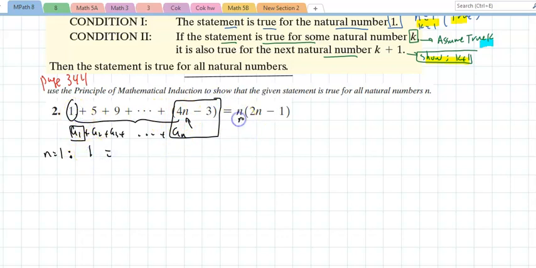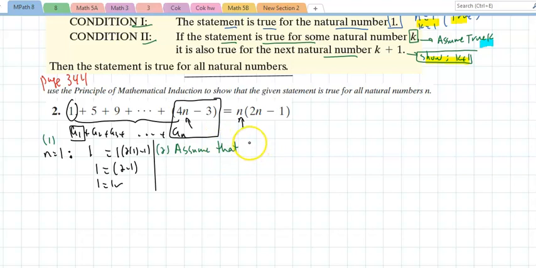The right side, plug 1 in and show this. Don't just write 1 equal 1. It works. Very good. Now what? Now comes the second part. The second part, we make an assumption, 2. So I'm going to number those 1 and 2, corresponding to condition 1, condition 2. 2. Assume. Suppose. Let. Assume that the statement is true for k. Actually, you don't need that. Suppose the statement.